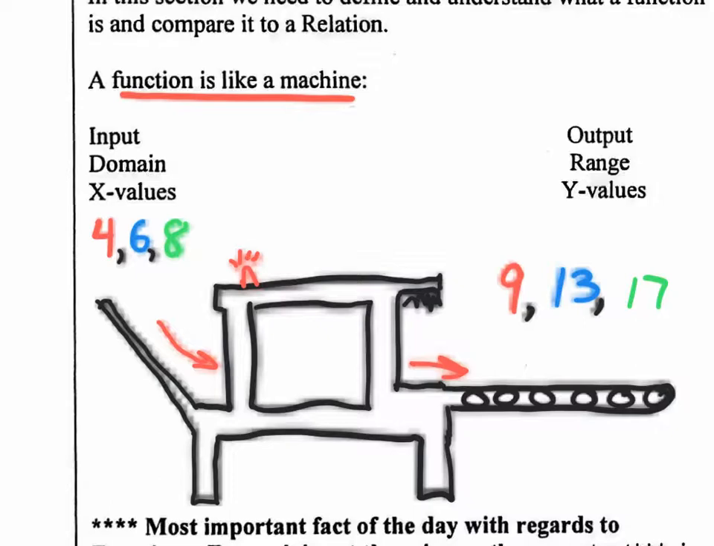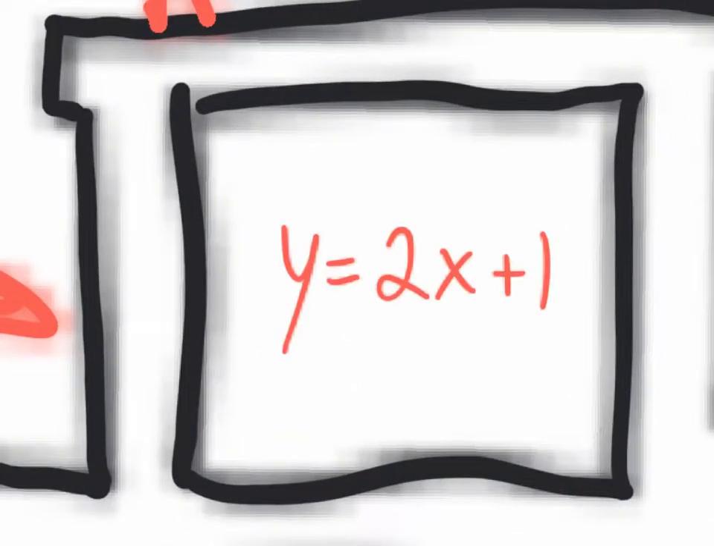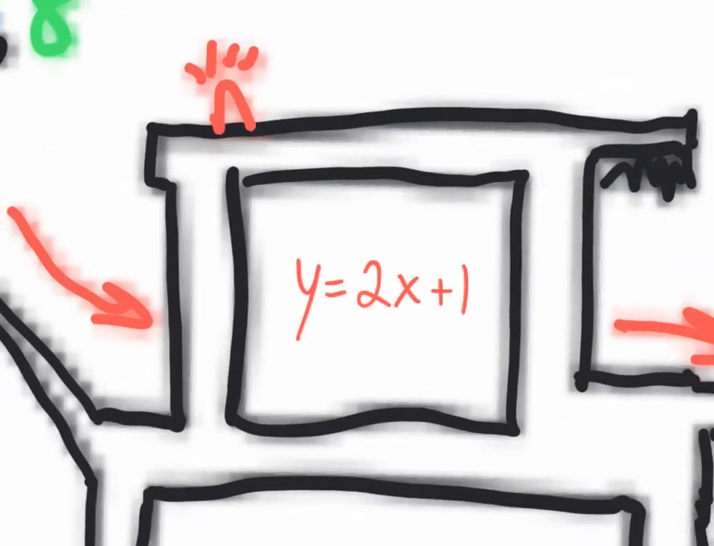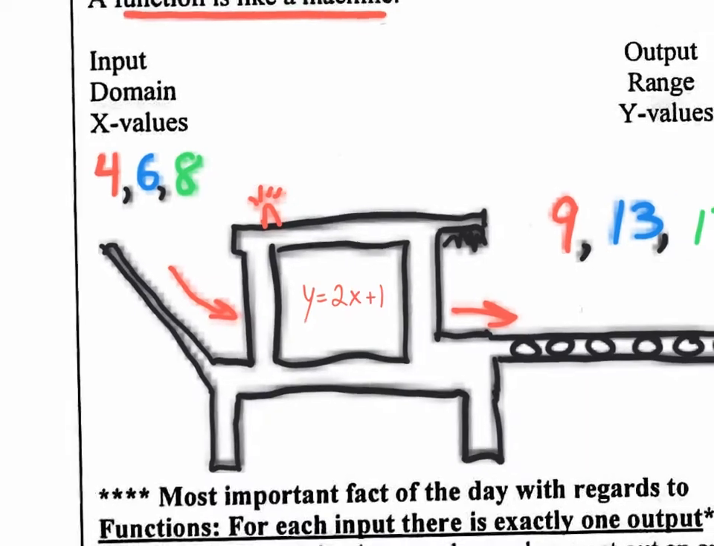So the question is, what is happening inside this machine, in this window, right? So if we zoom in, what's happening in there? This is what's happening inside the machine. y equals 2x plus 1. Now, I know we're not thinking of equations.